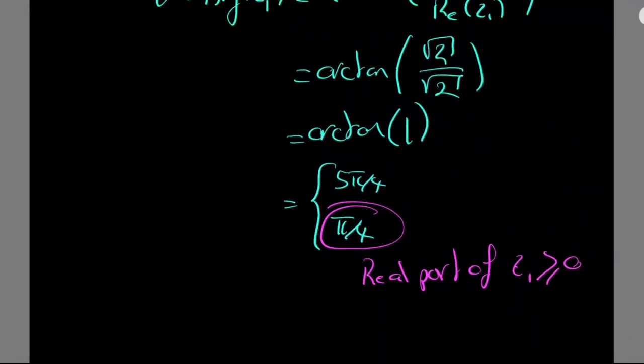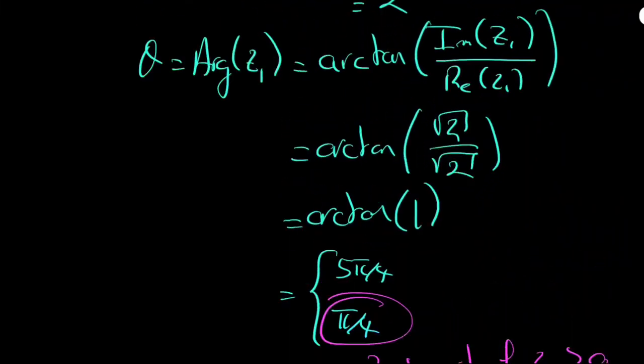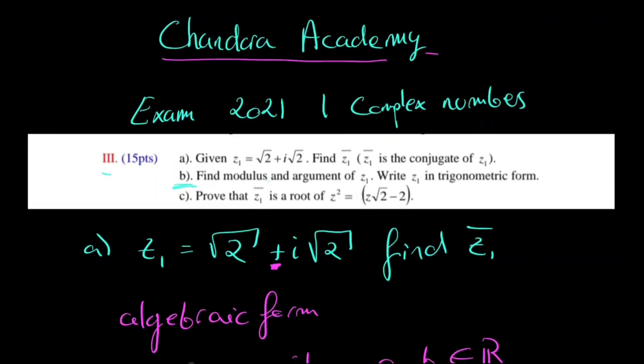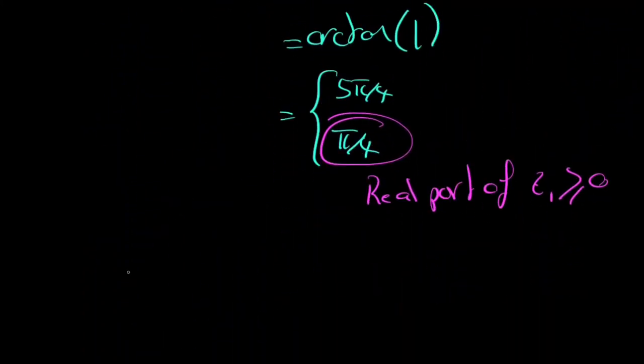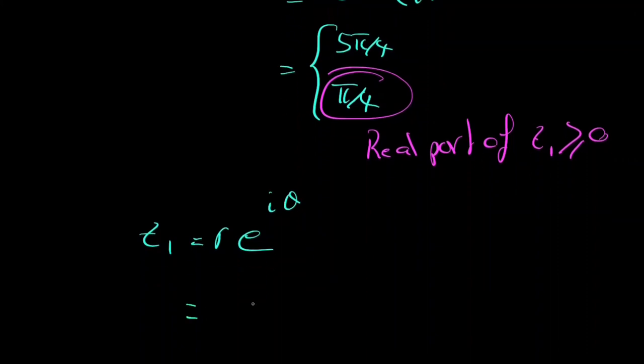So we just answered the question, and we want to write our number in trigonometric form. That's what I called the polar form. So the trigonometric form of z1 is equal to r exponential of i theta, which is equal to 2 times exponential of i pi over 4. And we answered the question.